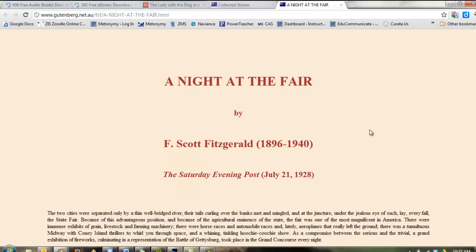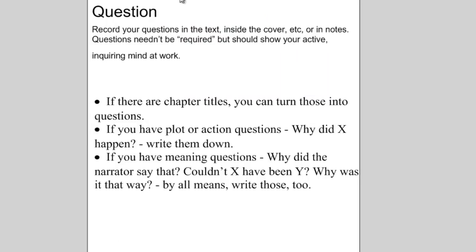Well, as I look at this, I see chauffeurs. I see there's two towns. They're at a fair. And, because I am informed about Scott Fitzgerald, I am guessing there's going to be something about like a class conflict or struggle in here. So I'm just going to write that down. So now I'm going to question.